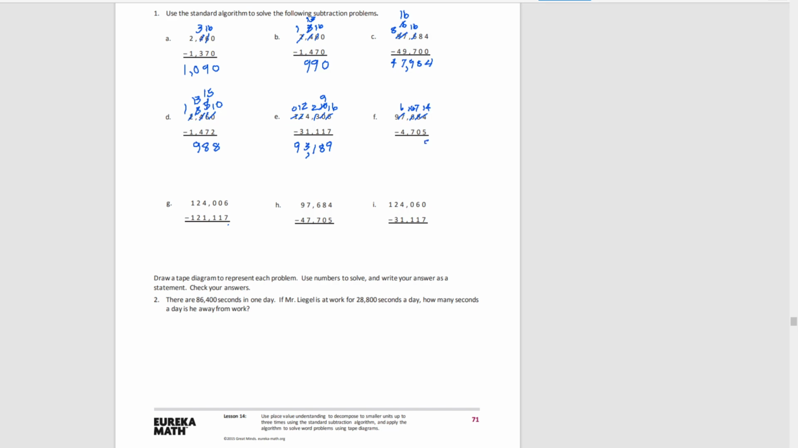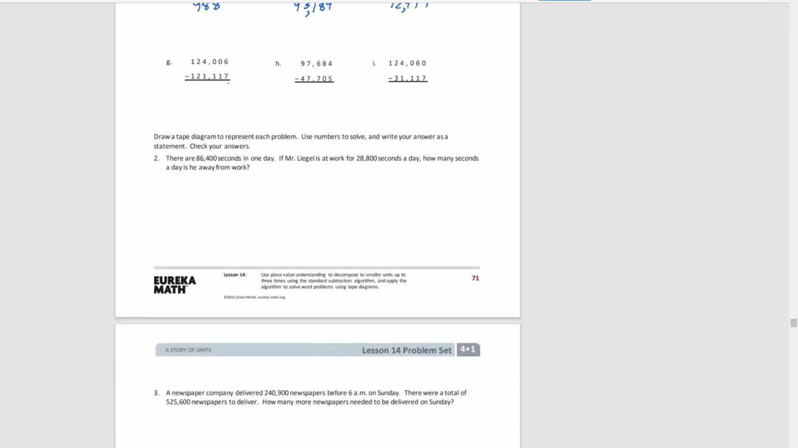14 minus 5 is 9. 7 minus 0 is 7. 16 minus 7 is 9. And 6 minus 4 is 2. And we have 9 10,000s. So we have 92,979. Pause the video and try G.